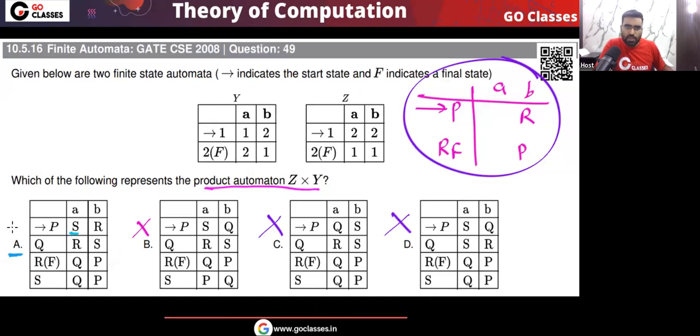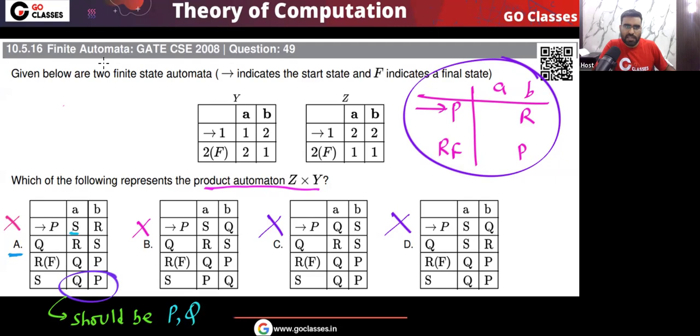So actually option A is also wrong. Actually, here there is a typo. Let me tell you, here this should be PQ. Is this clear? This should be PQ, and it should not be QP. If you make it PQ, then this will be correct.